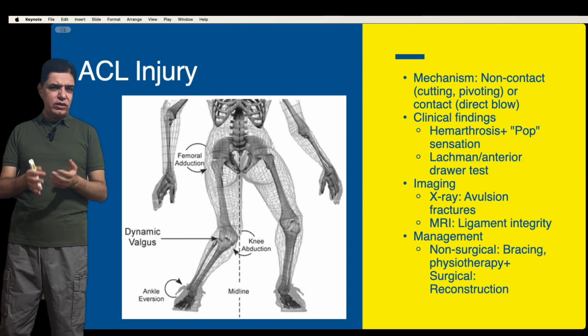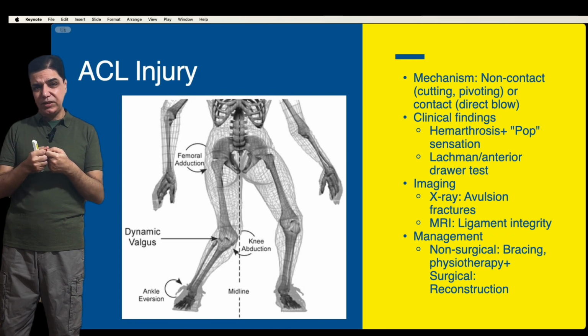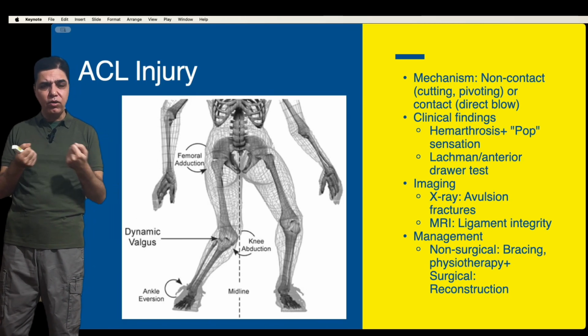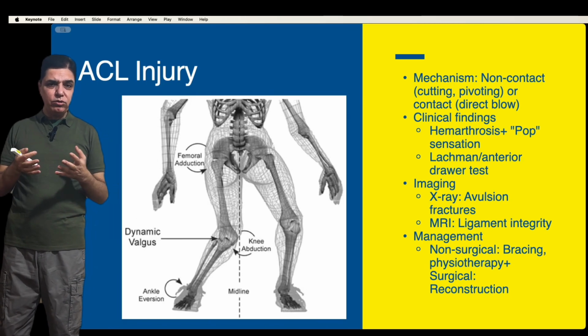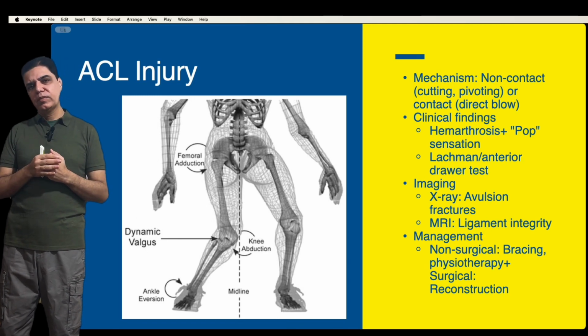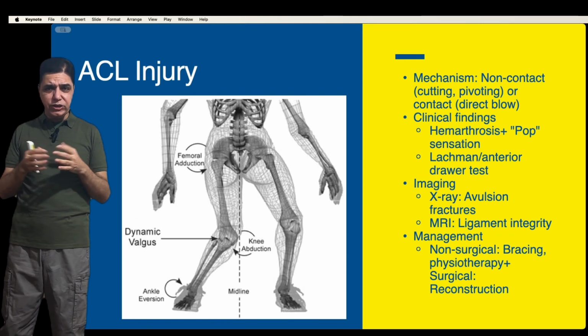So all of a sudden with these types of movements, they would hear a pop, a popping sound, which means some fibers have been torn, and it rapidly leads to hemarthrosis, because this is an intra-articular ligament. So it would lead to bleeding inside the knee joint. The knee joint would be very painful and very swollen in the initial phase.